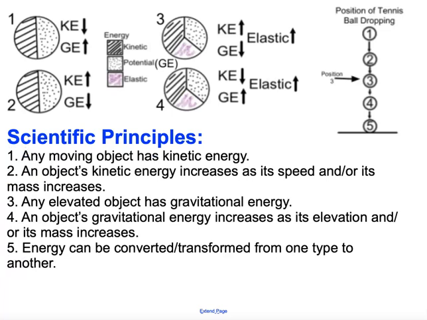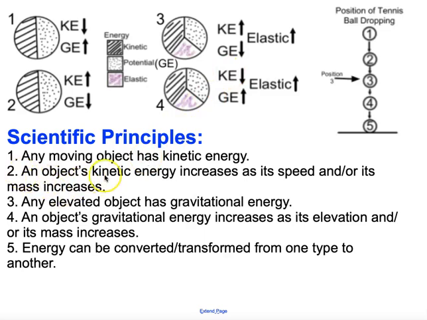So, any moving object has kinetic energy. Is that true? Yeah. And one of the most common mistakes people make is they'll say, oh, that's true, so it must be the one. No, all these scientific principles are true. So any moving object has kinetic energy. Does 3 have kinetic energy? Yes. Does 2? Yes. Does 4? Yes. So this number 1 really doesn't help us narrow it down, because this one's got KE, this one's got KE. So while it's true, it really doesn't help us narrow down the correct scientific principle.